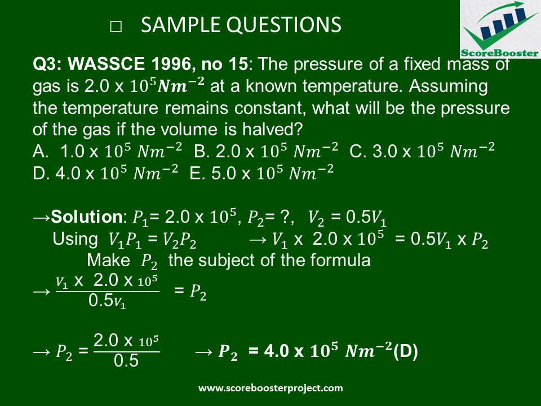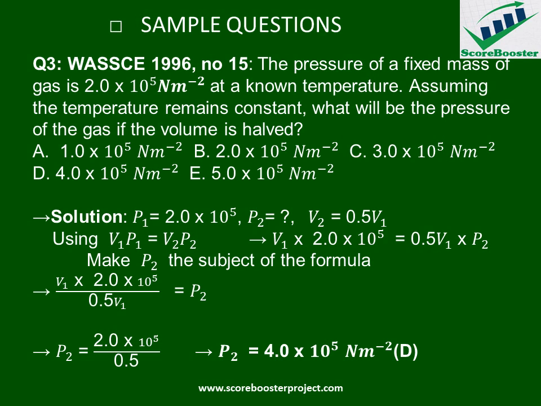Now on to solution. The initial pressure P1 is given to be 2.0 times 10 raised to the power 5, while the final pressure P2 is unknown. Then also from the question, we were told that the final volume is half of initial volume, since they said the volume is halved. So our final volume V2 will be 0.5 of V1. Using the formula for Boyle's law, which is P1 V1 equals P2 V2, we can substitute: V1 times 2.0 times 10 to the power 5 will be equal to V2, which is 0.5 V1, times P2, which is unknown.